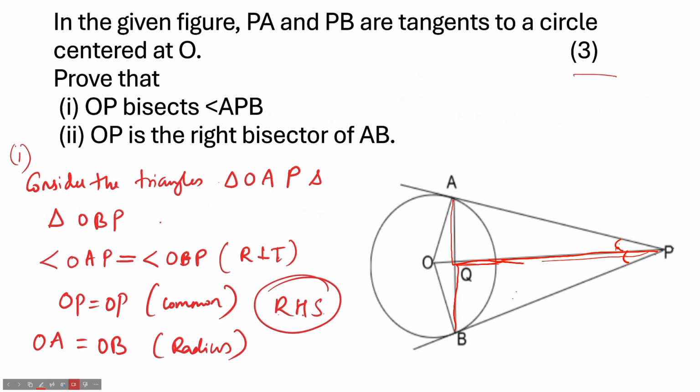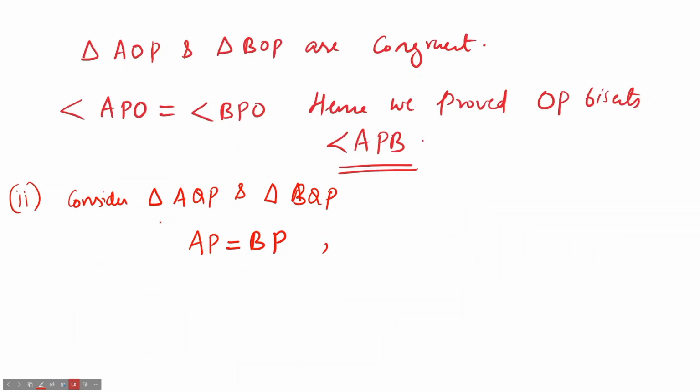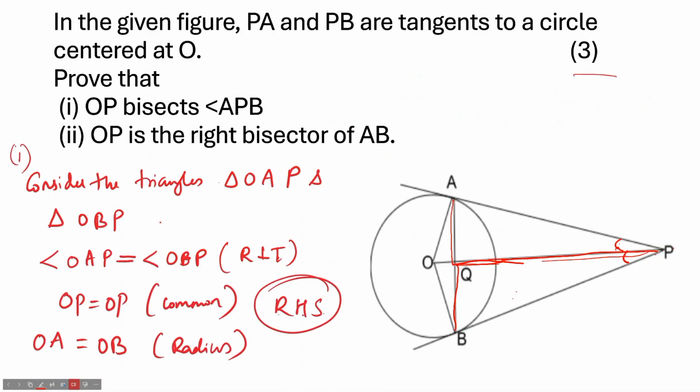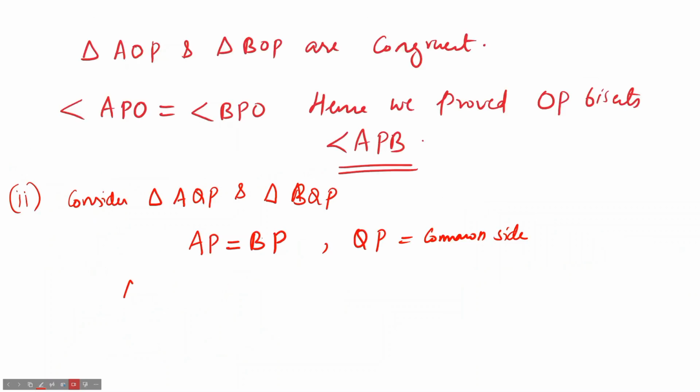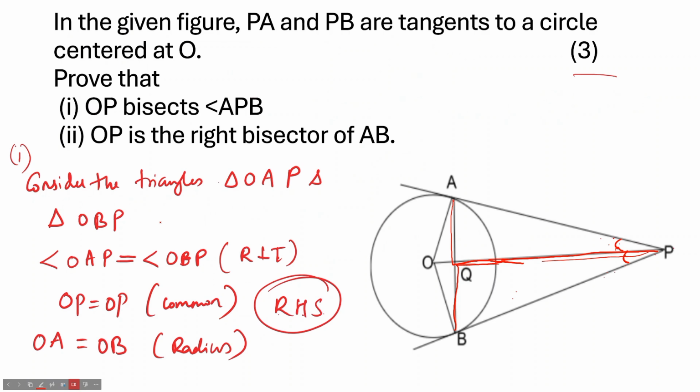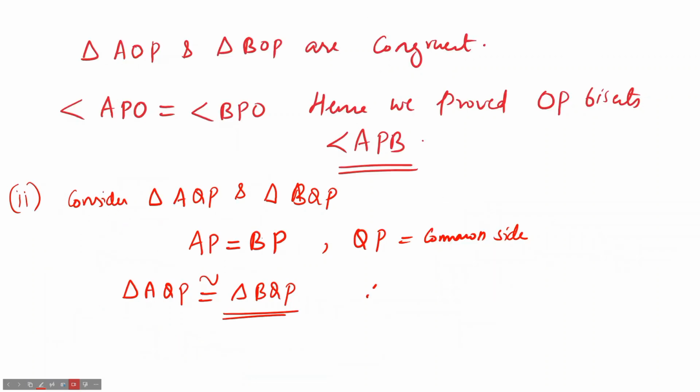Okay, next one is QP is a common side. And then these angles are equal. We proved angle APO and angle BPO are equal. So definitely triangle AQP is congruent to triangle BQP. So definitely these sides will be equal. AQ equals QB. Therefore, we can write AQ equals QB.